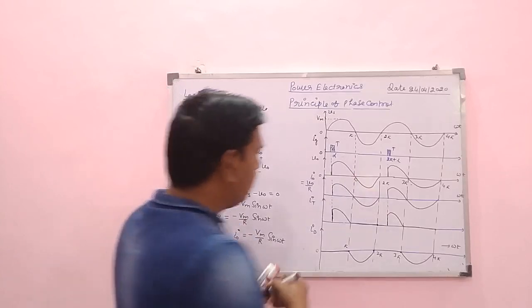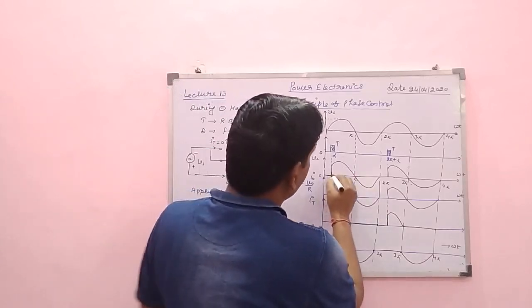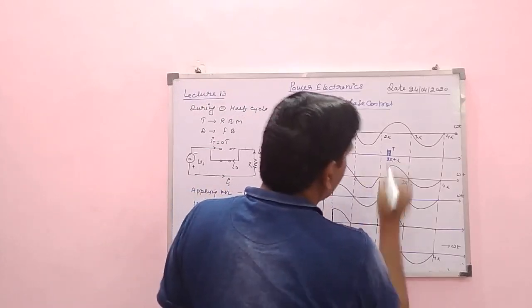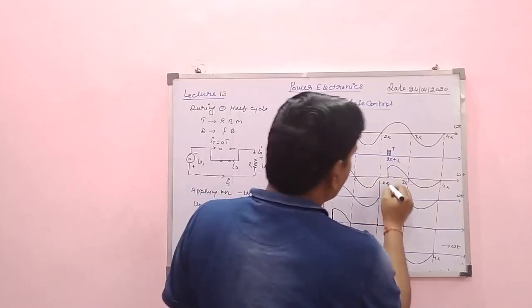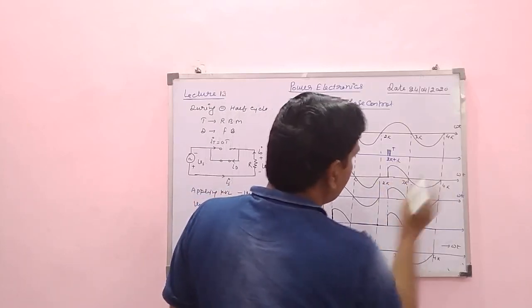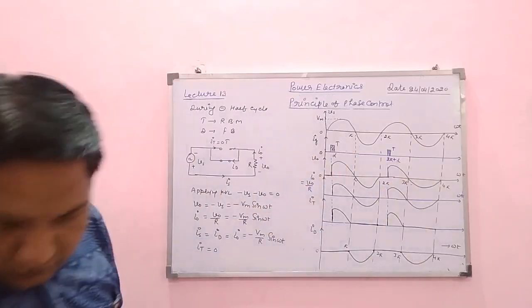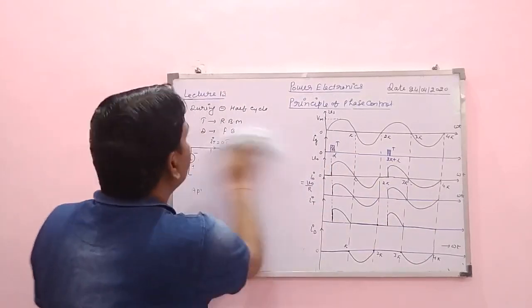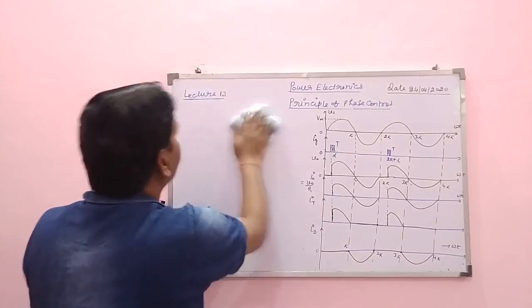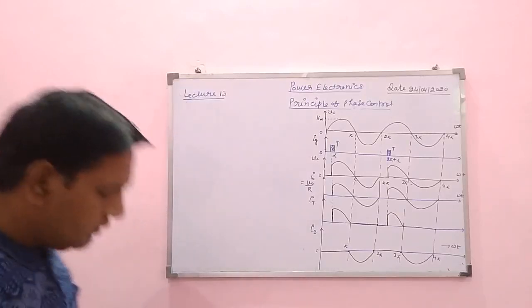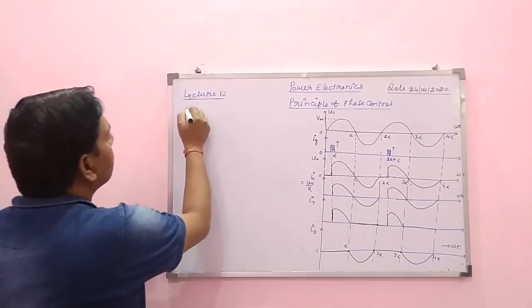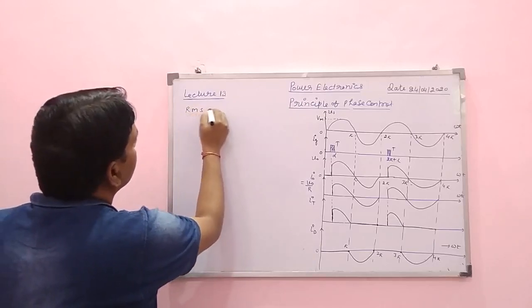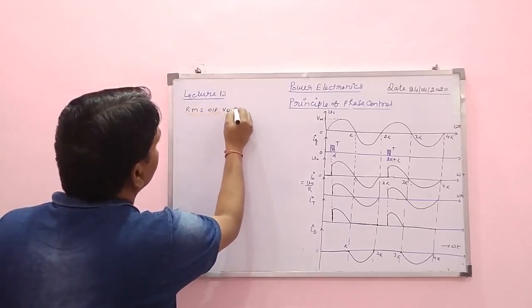So this is the waveform of output voltage like that. This is 2 pi, this is 2 pi plus alpha, and this is 4 pi. So now we have to determine the average and RMS value of output voltage. RMS output voltage.